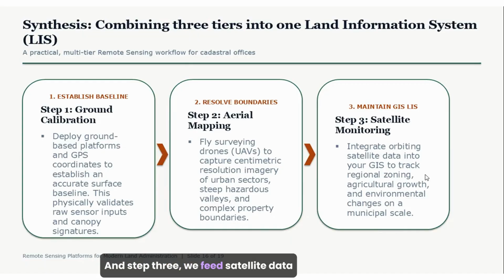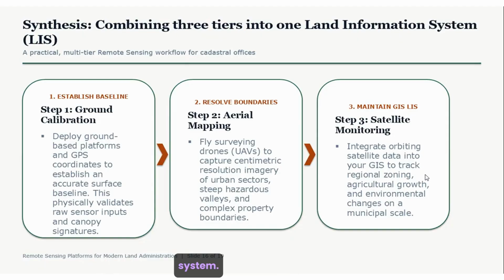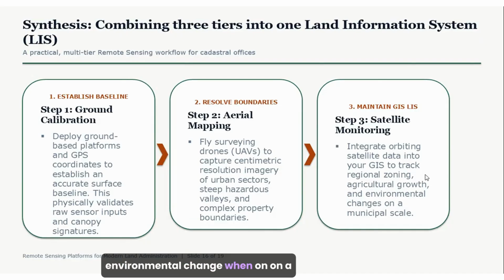And step three, we feed satellite data directly into our land information system to track regional zoning and environmental change on a massive scale. This is how you run a modern automated cadastre.